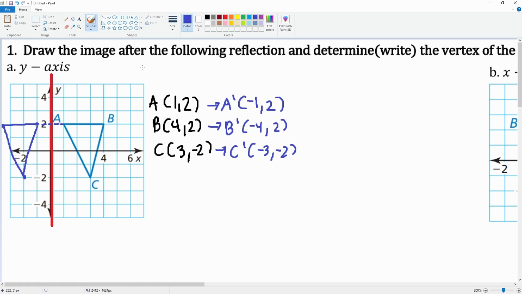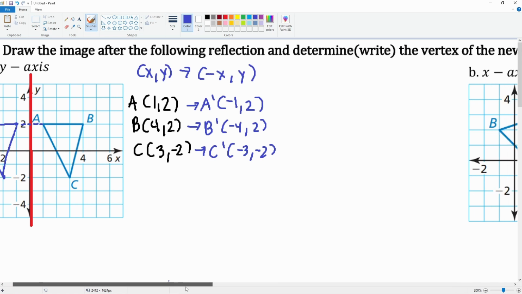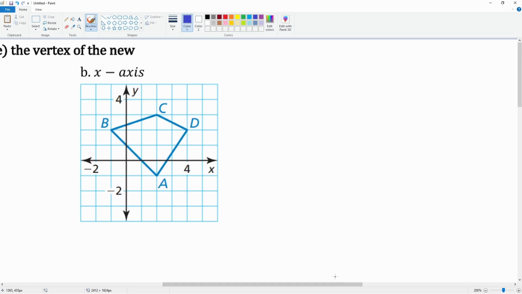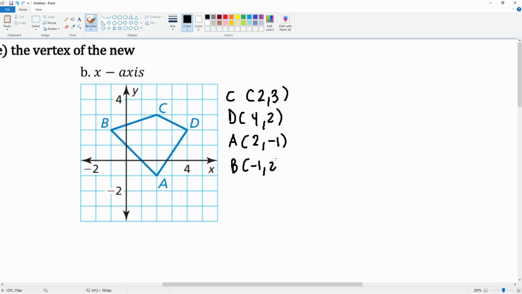All right. Notice the rule for the y-axis is that x, y will arrow, the x will change side. Okay. Next, let's look at this. Let's grab the original points. The original point C is 2, 3. D is 4, 2. A is 2, -1. And B is -1, 2. Let's reflect this across the x-axis, which is located right here.